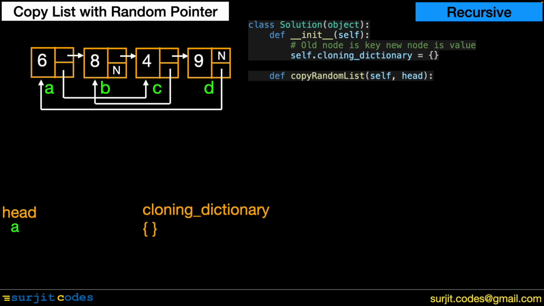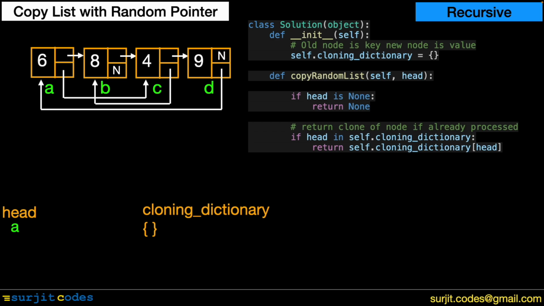Suppose A, B, C and D are the memory addresses of the four nodes of the given linked list. Our aim is to create four more nodes named A prime, B prime, C prime and D prime such that they have similar links as A, B, C and D. The dictionary is empty to begin with and in the first iteration head is A. If head is none, its clone is also none. However, in the first iteration head is not none, so this if statement is skipped.